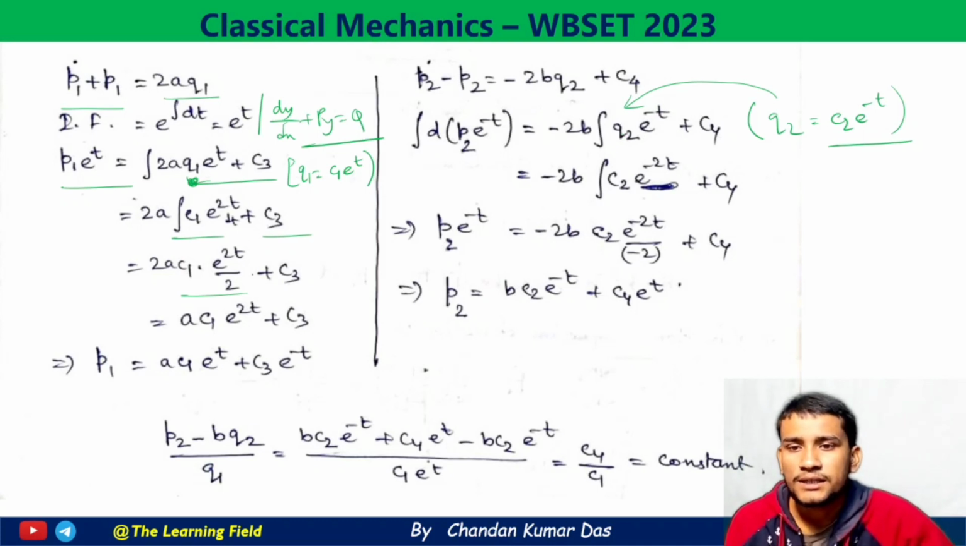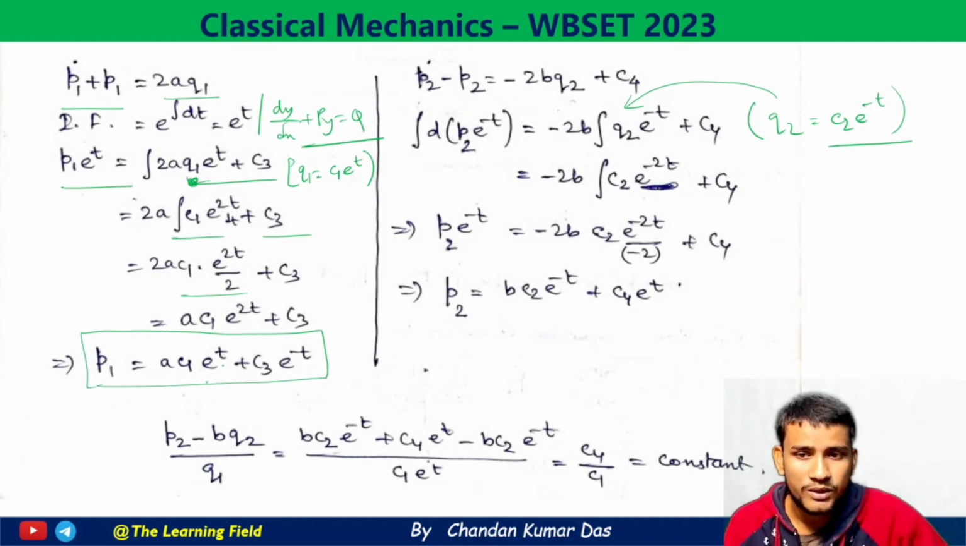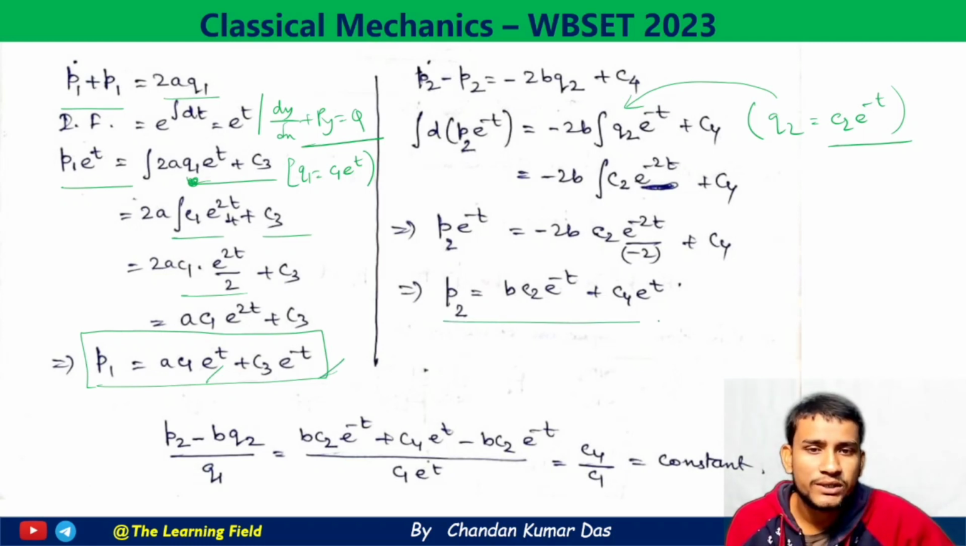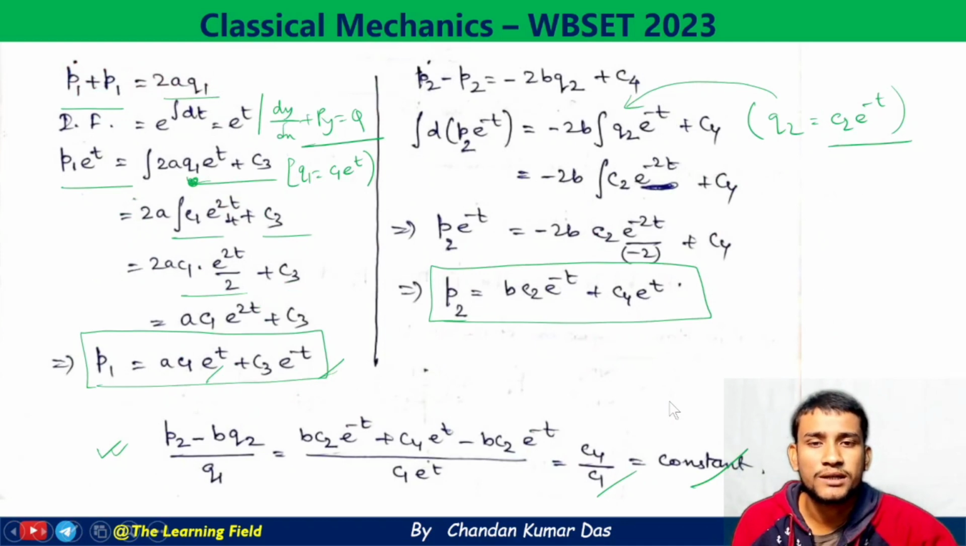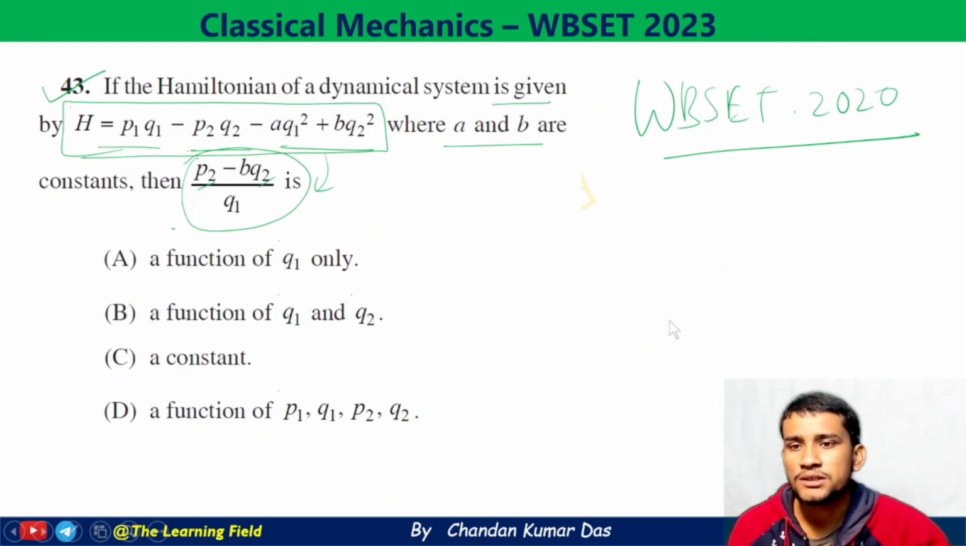Then simply integrating, we get p1 equal to a c1 e to the power t plus c3 e to the power minus t, and p2 equal to b c2 e to the power minus t plus c4 e to the power t. Now p2 minus b q2 by q1, putting the values, equals c4 by c1, which is a constant. You can check these calculations on your own. So this term is equal to a constant, therefore answer C is correct here.